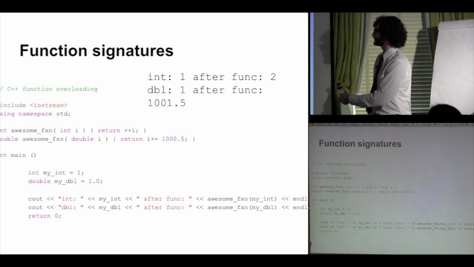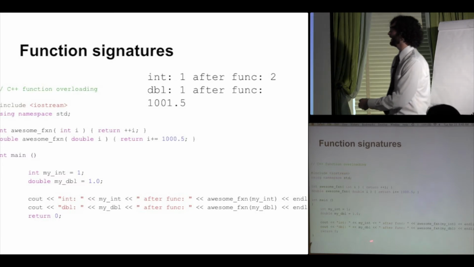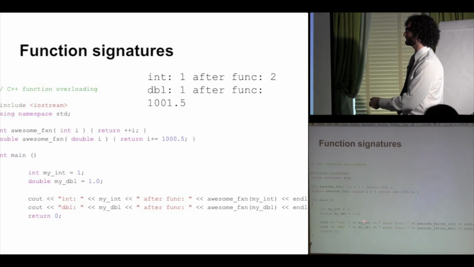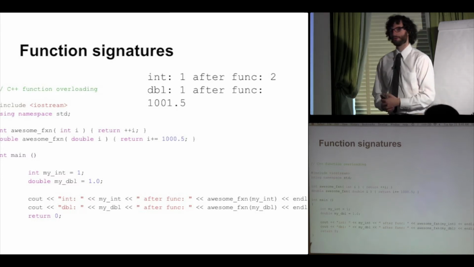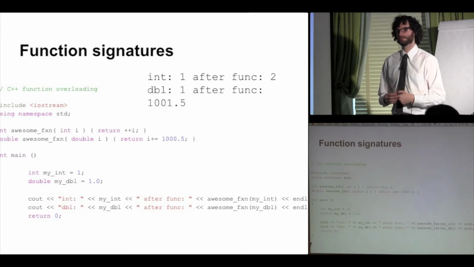Then we're just going to set my int to 1 and my double to 1.0. And then we have some print statements to print out int, my int, after func, run awesome function on my int. And then double, my double, after function, awesome function on my double. Okay? So what do we think is going to happen when we build this?